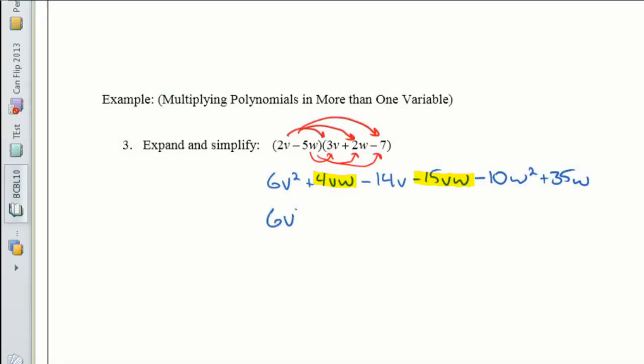So the 6v squared will come down. Positive 4 and negative 15 is negative 11vw minus 14v. I'll put my 35w in here and then negative 10w squared. Just out of habit, doesn't really matter how you do it. That'll work.